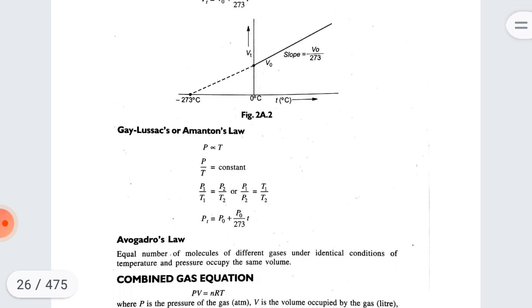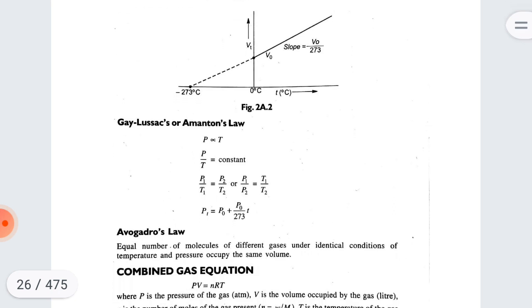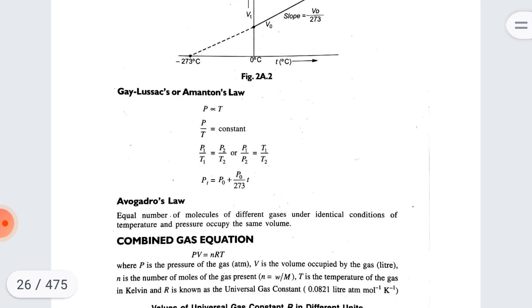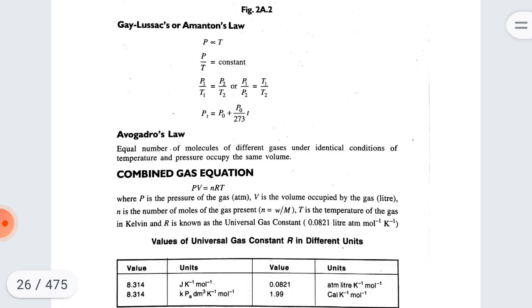Gay-Lussac's or Amontons' law: P is directly proportional to temperature. P upon T is equal to constant. P1 upon T1 equals P2 upon T2, or P1 upon P2 is equal to T1 upon T2. Pt is equal to P0 plus P0 upon 273 T.